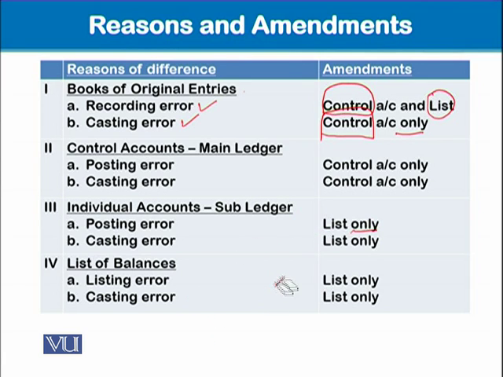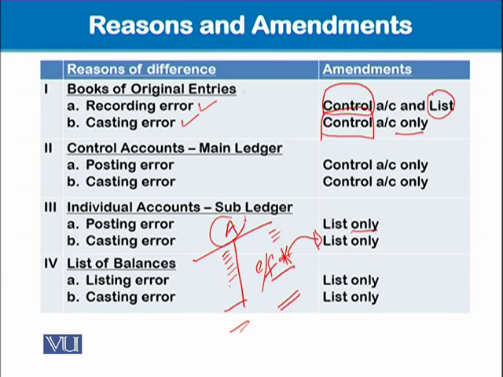Next is casting error. So casting of the individual ledger account, Mr. A, the total that we did affects its carry forward balance. Again, if its carry forward balance is wrong, it will affect the list only, because individual ledger accounts have no concern with the control account. We know very well that control accounts are prepared with the help of the total of the books of original entries only. So individual ledger accounts have no connection with the control account. So this error will affect the list only.